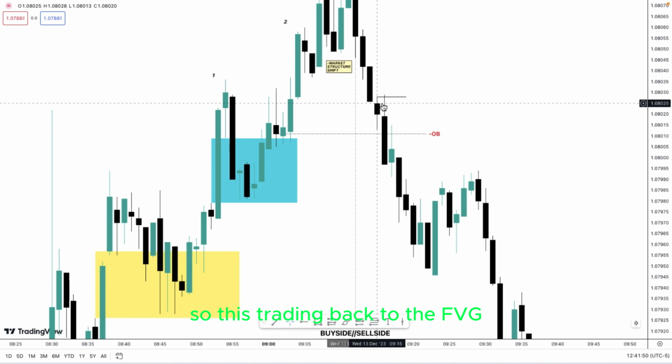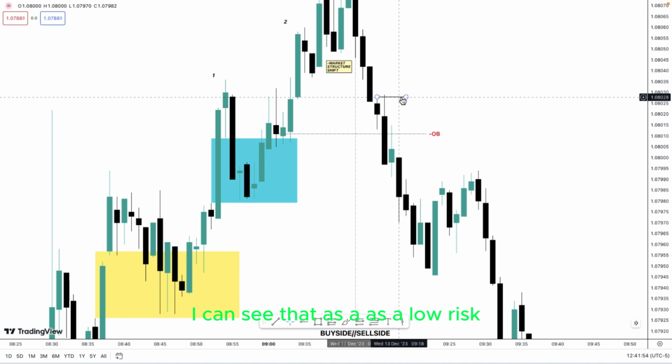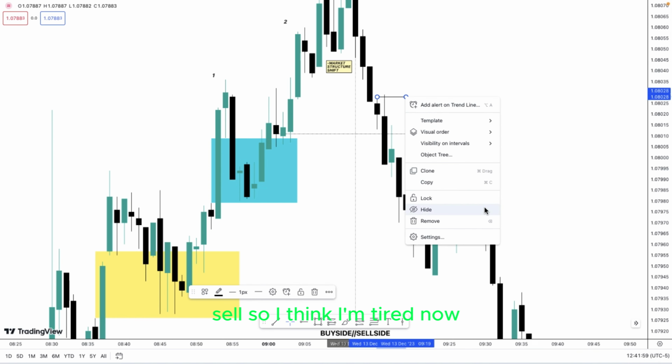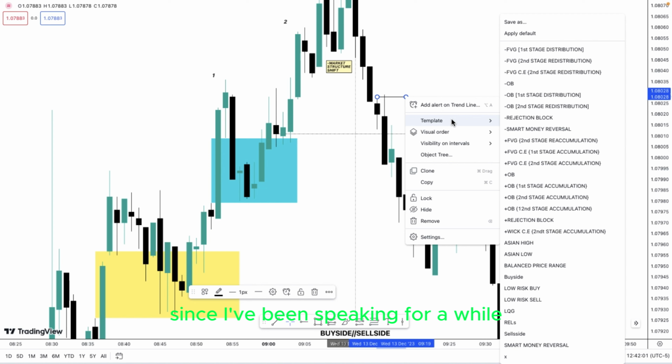So this trading back to this favorable gap, I can see that as a low risk sell. So I think I'm tired now, guys. I've been speaking for a while, hence I'm biting over my words. So that's a low risk sell.